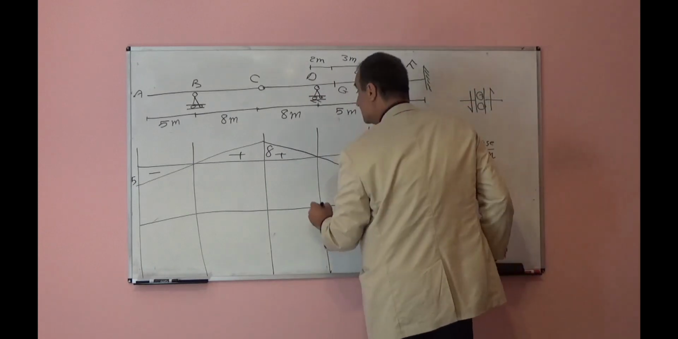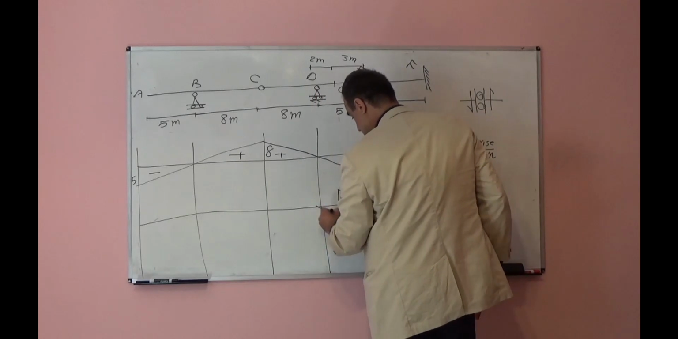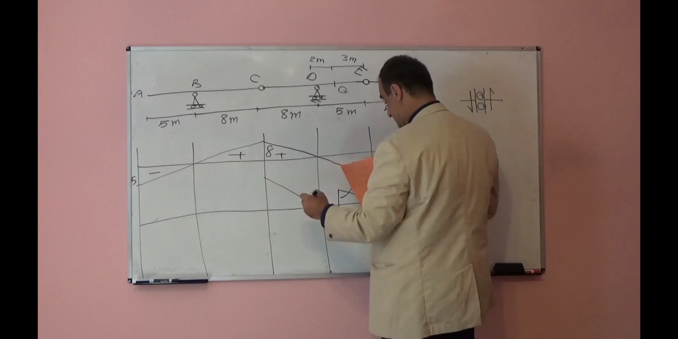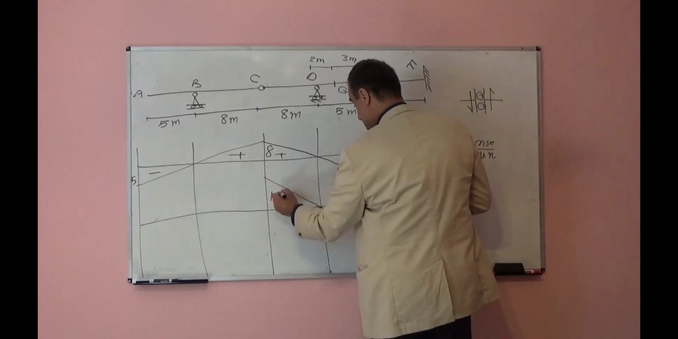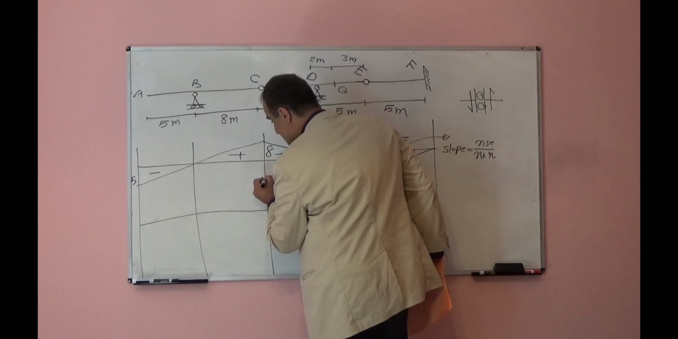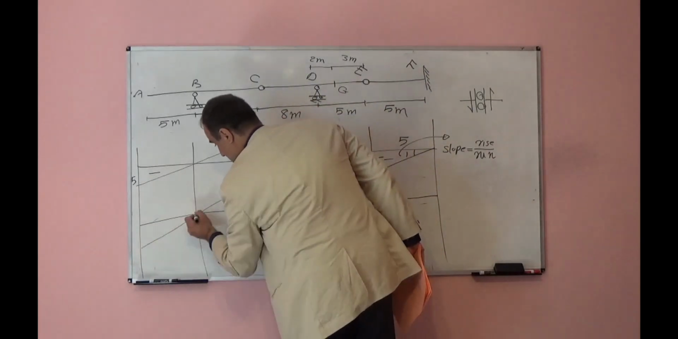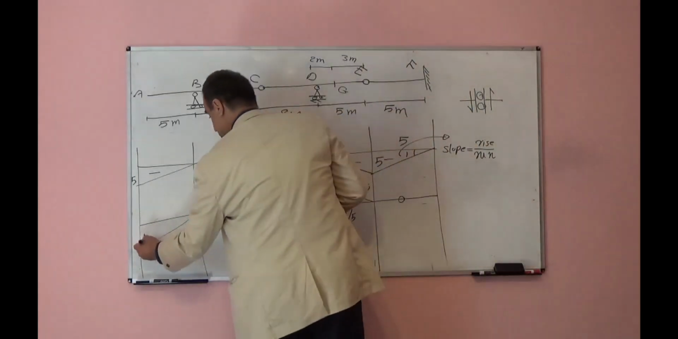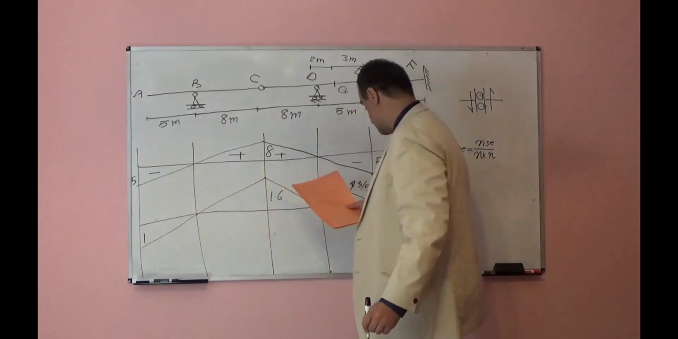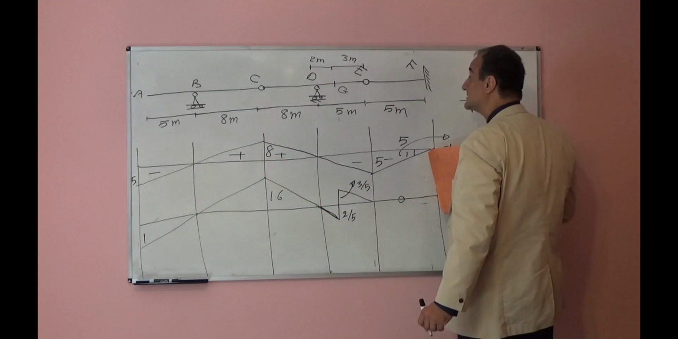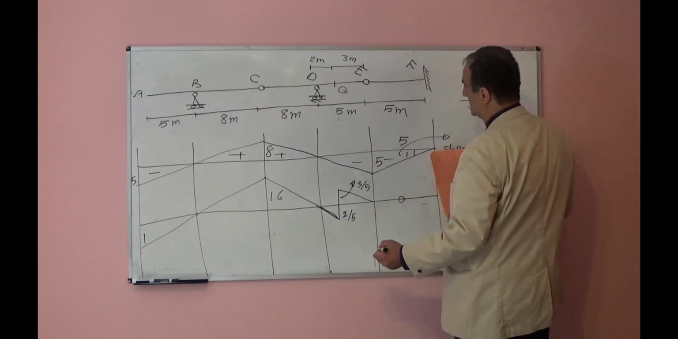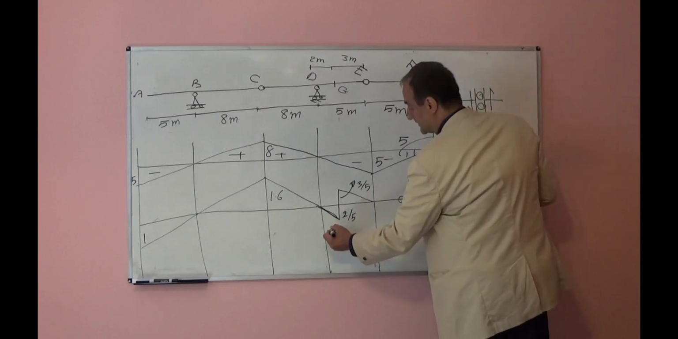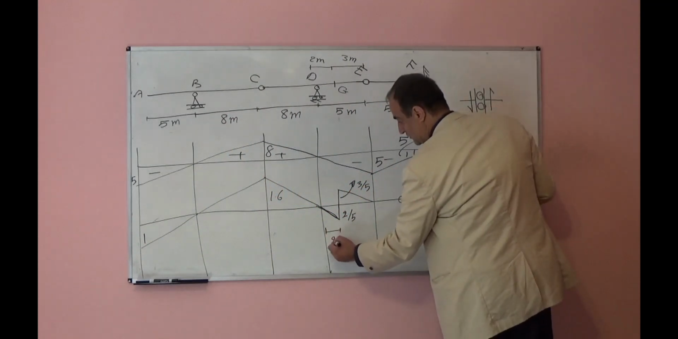Continuous will move up. So from similar triangle you can find this will be 1.6. Double check these numbers. I'm not sure, maybe I made a mistake. 1.6 and this is 1. And this is the location of the point G. The point G location was here at 2 meters.